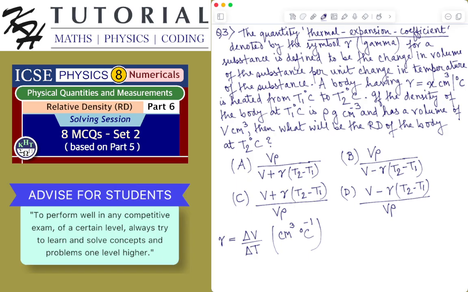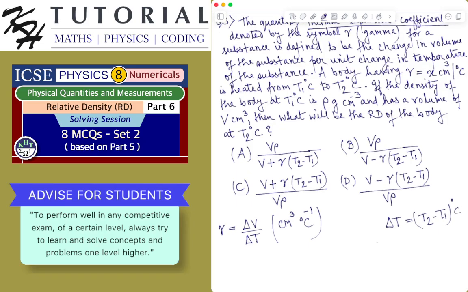So what is delta T in this problem? That is the change in temperature, T2 minus T1 degree Celsius. At T1 degree centigrade, the density is given to be sigma gram per centimeter cube.